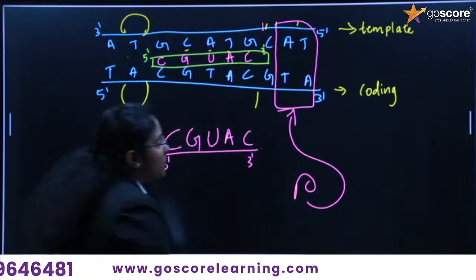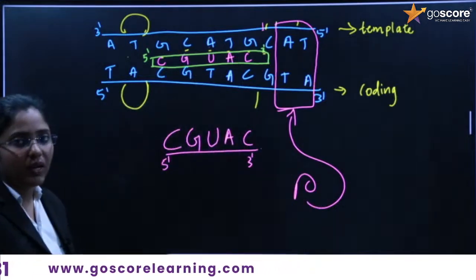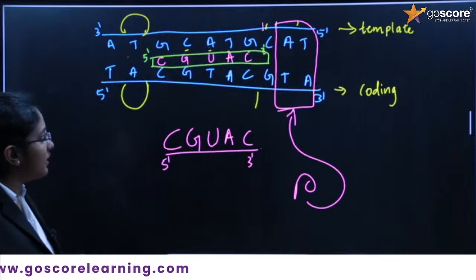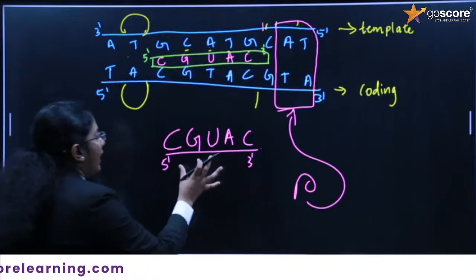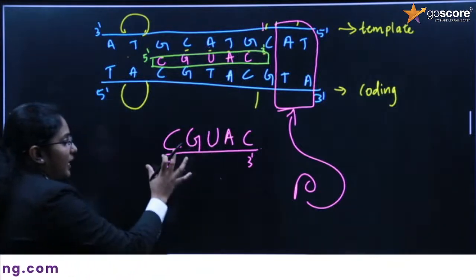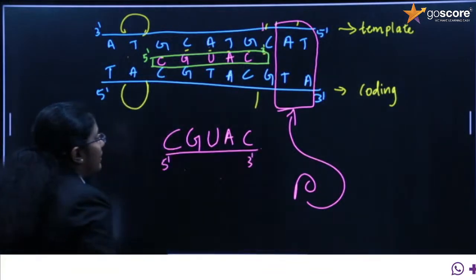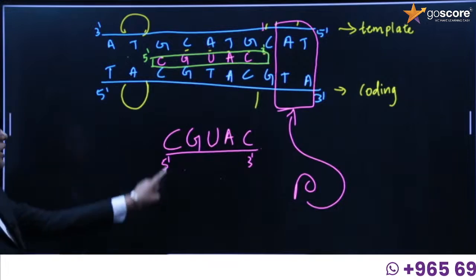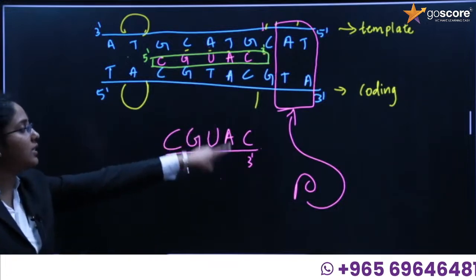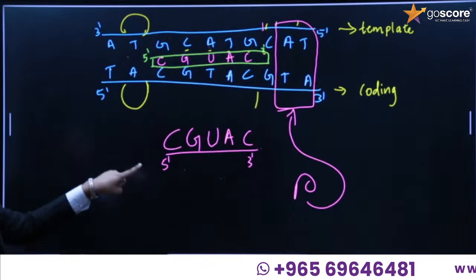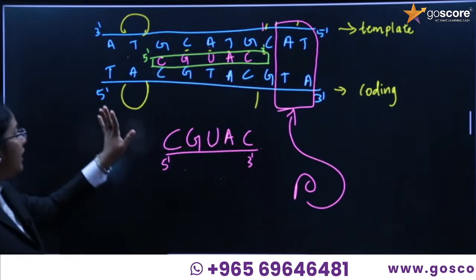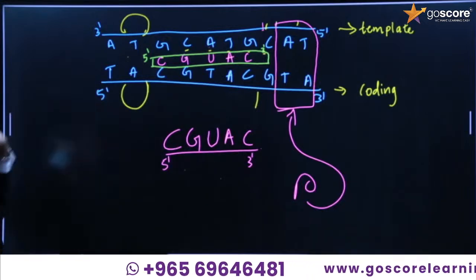When this rho factor comes and attaches, what happens? The polymerase enzyme stops the synthesis. So you got an mRNA here, and what is that mRNA? What are the different nitrogen bases which are present in this mRNA? CGUAC. Okay, it is CGUAC.